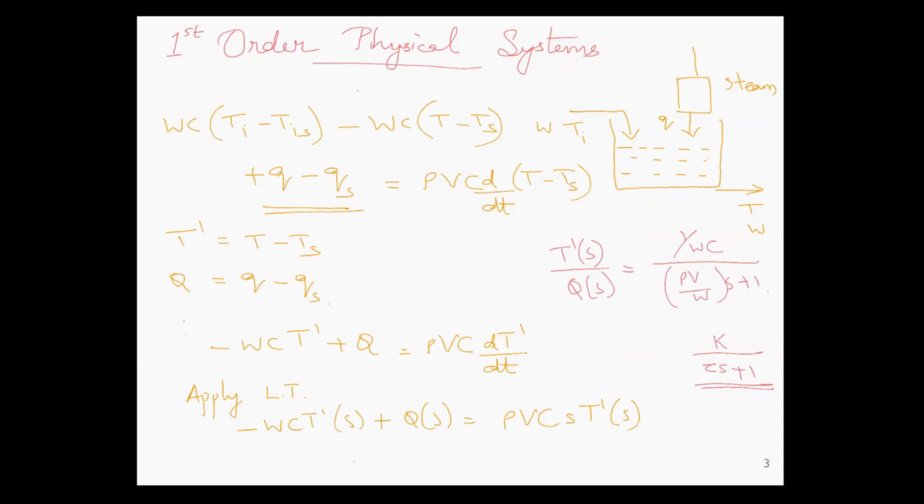Applying Laplace transform on both sides, we get minus Wc T'(s) plus Q(s) equal to rho Vc s T'(s). After rearranging, we get the relation between the output and the input. T'(s) by Q(s) will be equal to (1 by Wc) divided by ((rho V by W) s plus 1). So when you see closely, it is also a first order system of the form K by (tau s plus 1). So these are a few examples of a first order system.